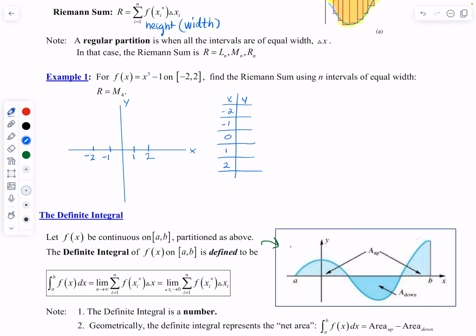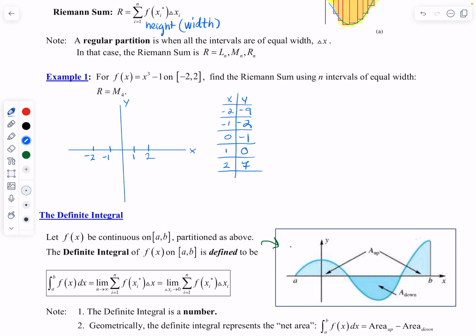So I'm going to take -2, which is my first x value. I'm going to cube it, and then subtract 1. So when I do that, I get a value of -9. Okay, now I'm going to take -1, cube it, and subtract 1 from it, and I got -2 as a result. I'm going to plug in 0. 0 minus 1 is -1. I'm going to plug in 1. 1 cubed is 1. 1 minus 1 is 0. And then for the last one, 2 cubed is 8. Minus 1 is going to give me a 7.